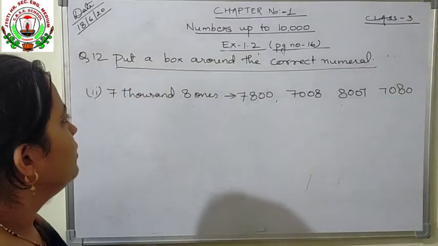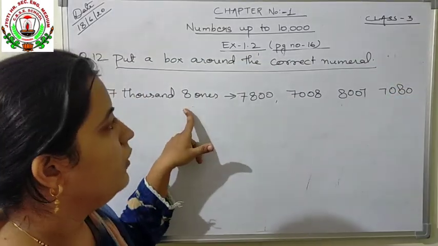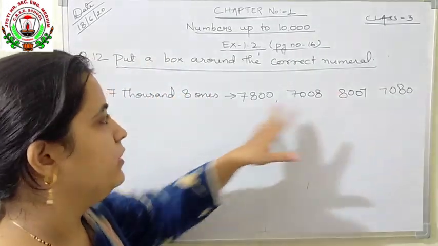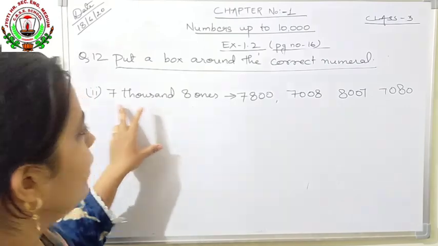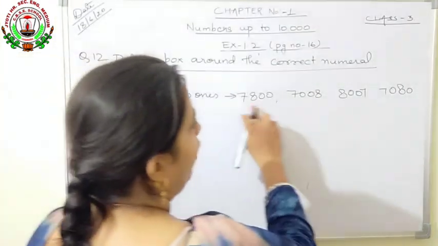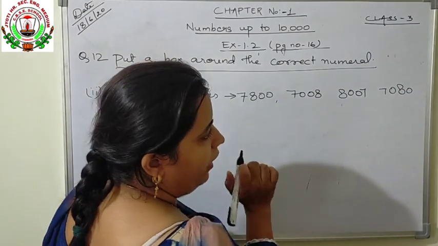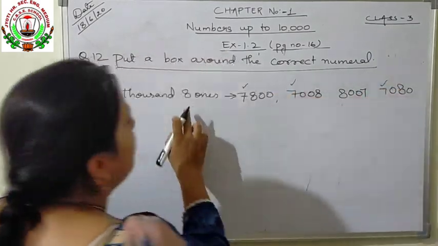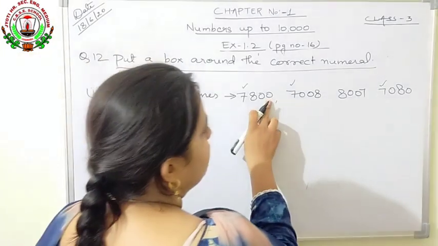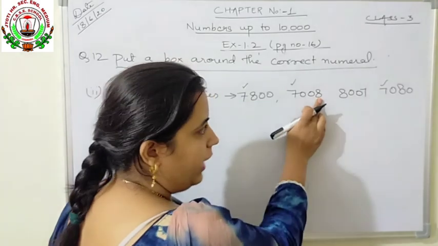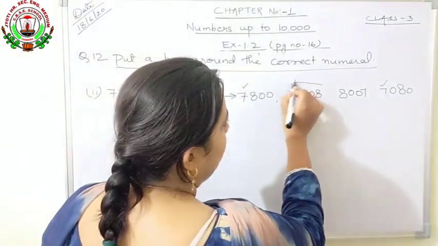This is a question. You have to put a circle or put a box around the correct numeral which fits these numbers. 7,008 ones. All these three numbers have 7,000. But 8 ones: in the ones position, here it is 0, here it is 0, but here it is 8. So what is the correct numeral for this question?